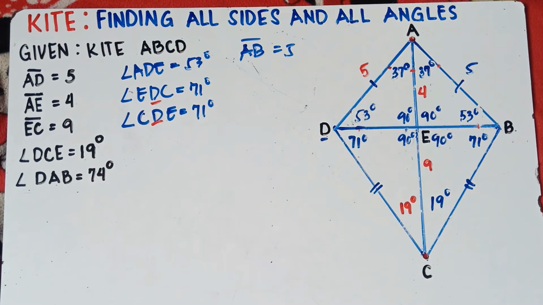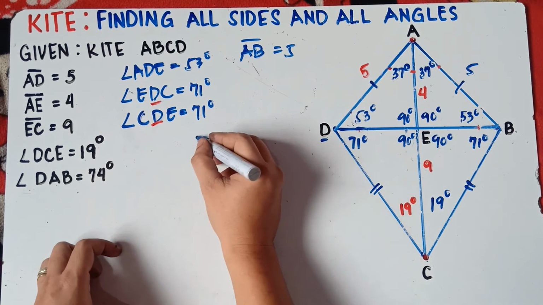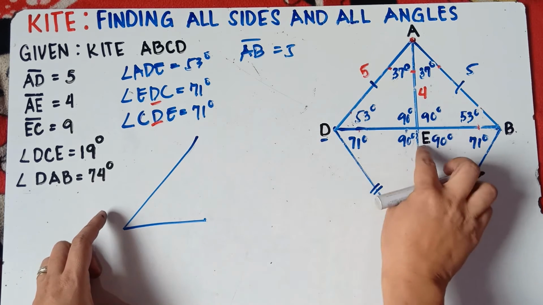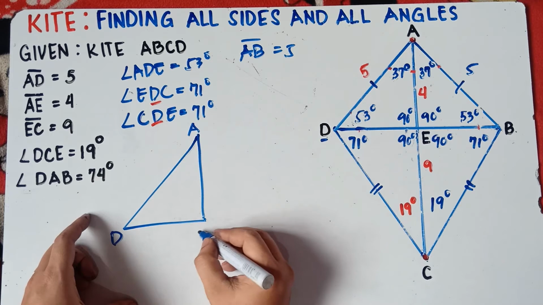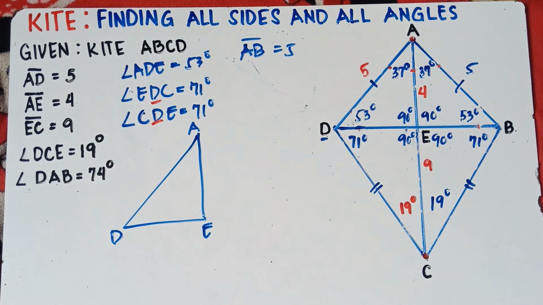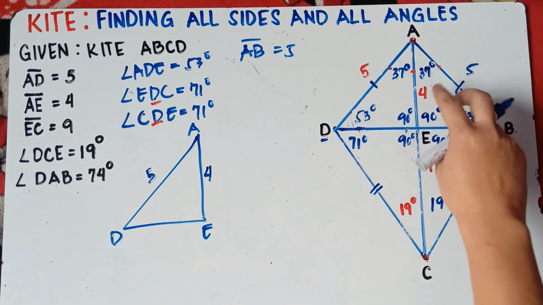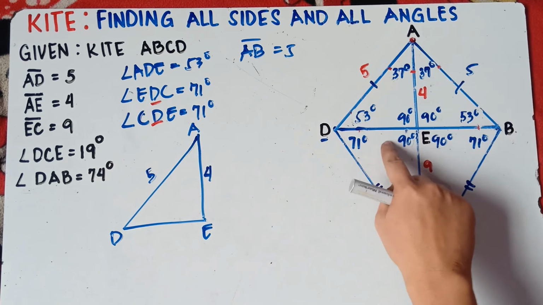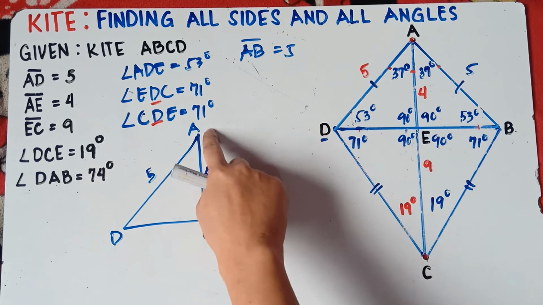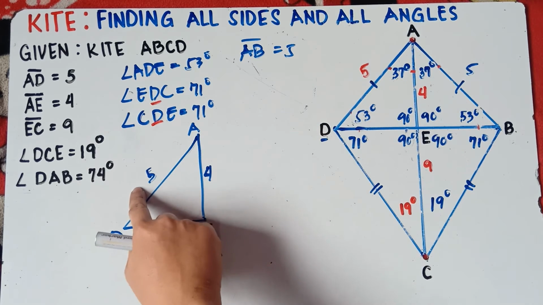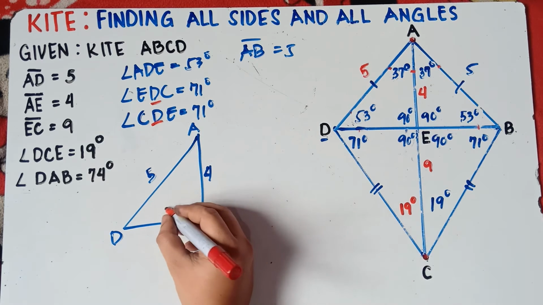Alright, so let's find this one. Find DE. So let's draw this right triangle. So we have triangle ADE, and this is 5. This is 4 for AE. Once again, class, I just wrote this triangle for us to find this side right here. So ADE, and AD is 5, AE is 4. And we need to find this side right here.